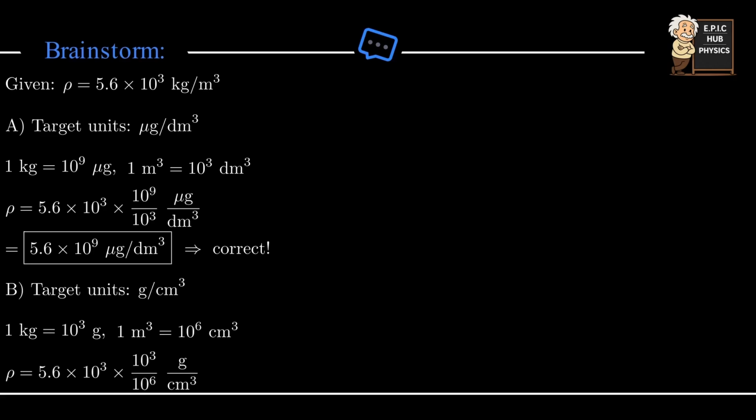Substituting these values gives 5.6 multiplied by 10 to the power 3 multiplied by 10 to the power 3 divided by 10 to the power 6. Simplifying this gives 5.6 grams per cubic centimeter. This option is not correct, since it does not match the given value.